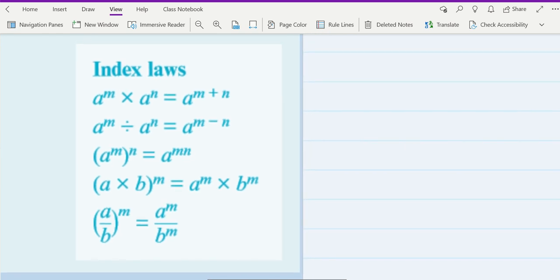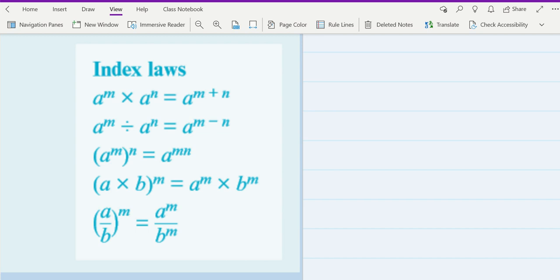So if we say any number raised to the power of m multiplied by the same number raised to the power of n, is that number to the power of m plus n. Now the next one is any number to the power of m divided by that same number to the power of n equals that number to the power of m take n. Now the next one is any number to the power of m in brackets to the power of n equals what? That number to the power of m times n.